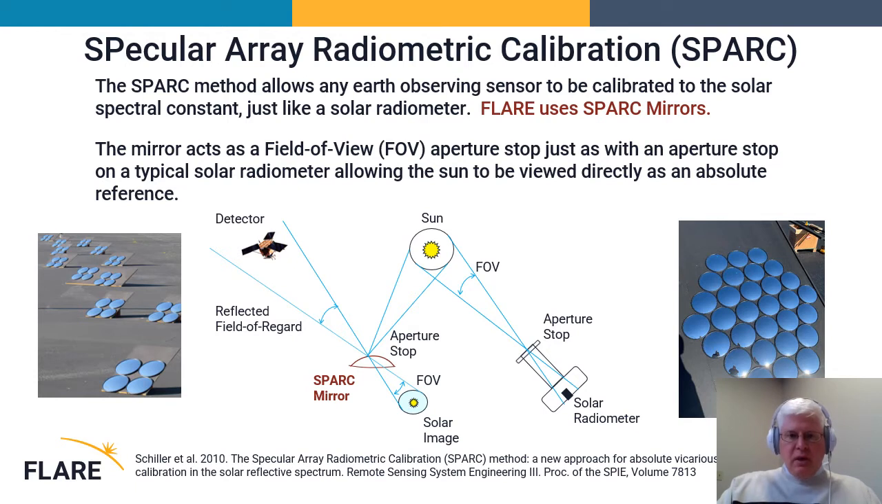We can either use single mirrors or we can use arrays of mirrors to relay more signal, or we can use clusters of point sources to provide specific spatial information. There's a citation at the bottom of the slide providing more information if you're interested in discovering the specular array radiometric calibration, or SPARC technique.